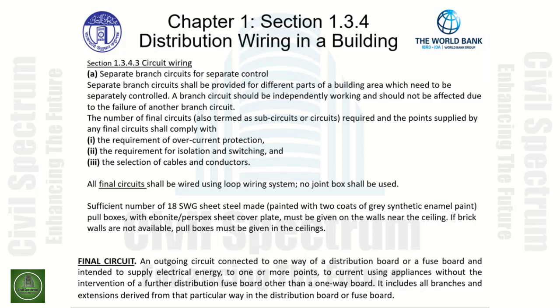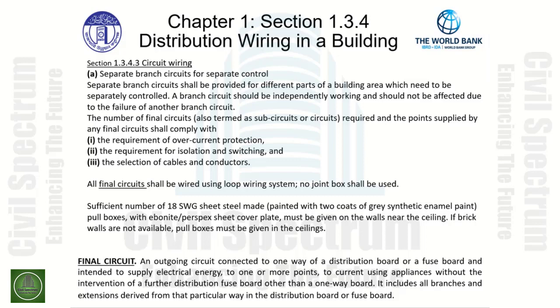And we need a sufficient number of 18 SWG sheet metal made pull boxes. We must have these given on the walls near the ceiling. If brick walls are not available, pull boxes must be given in the ceilings.